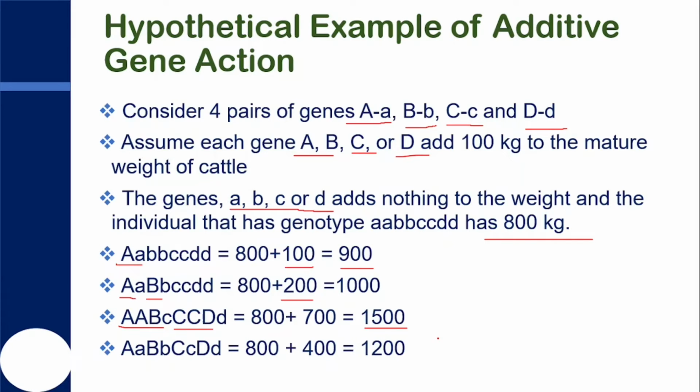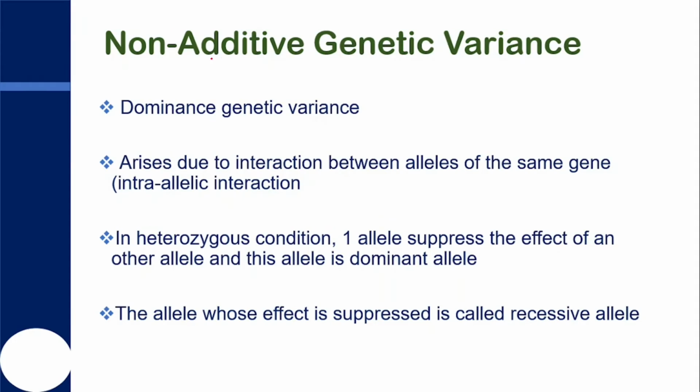I am sure now you have understood what is additive gene action, and the variation that arises due to this type of gene interaction, which is additive gene action, is known as additive genetic variance. Now we will discuss non-additive genetic variance. What is non-additive genetic variance? Actually, the dominance genetic variance and epistatic genetic variance are collectively called non-additive genetic variance.